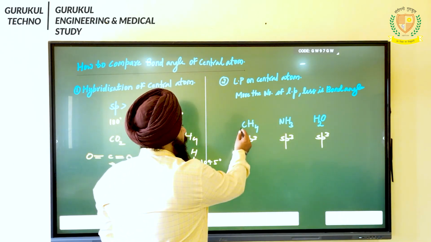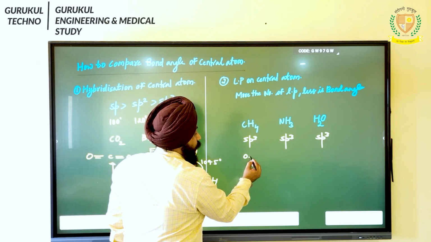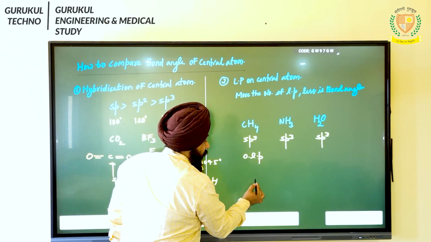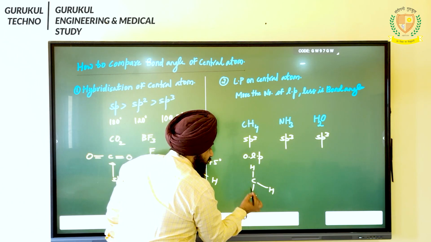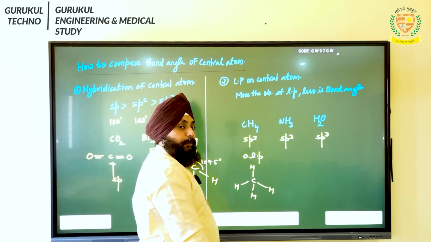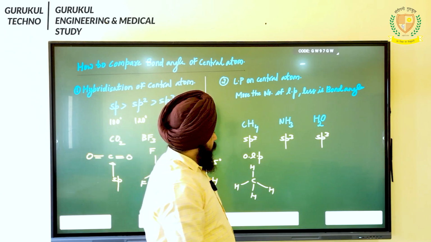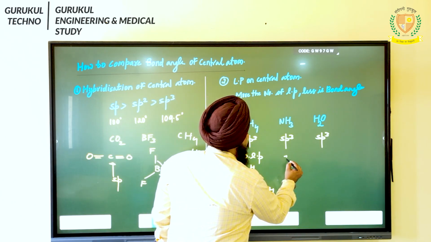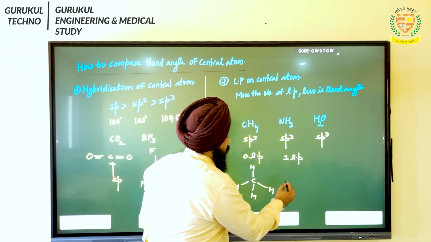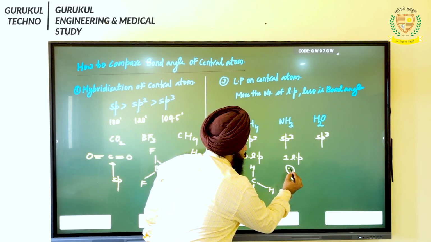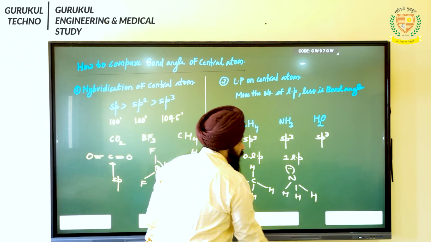See students, here we don't have any lone pair. When we say methane, there is going to be 0 lone pair. Okay, shape of methane is going to be something like this. Methane is forming 4 bonds with 4 hydrogen, so there is going to be 0 lone pair. Okay, when we talk about ammonia, there is going to be 1 lone pair students. So the shape is going to be like this, 1 lone pair. Here there is hydrogen, here there is hydrogen, here there is hydrogen.